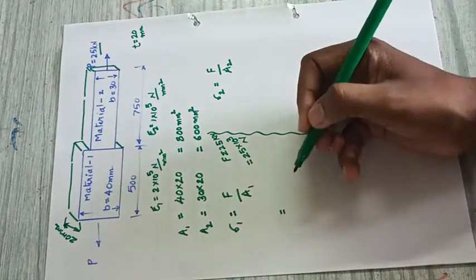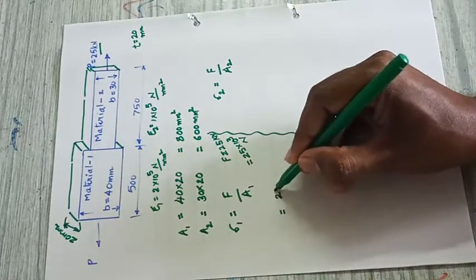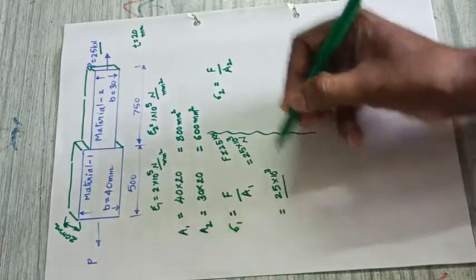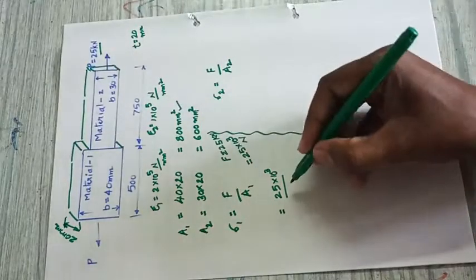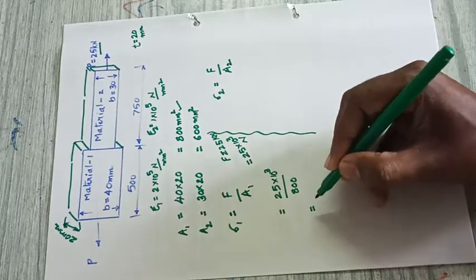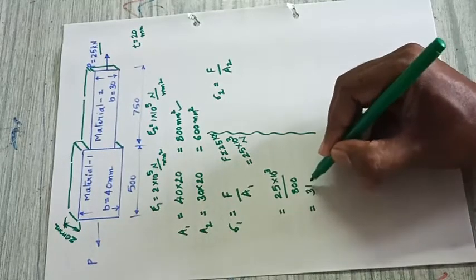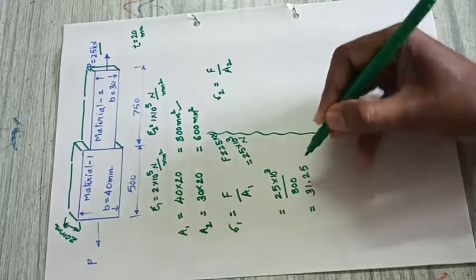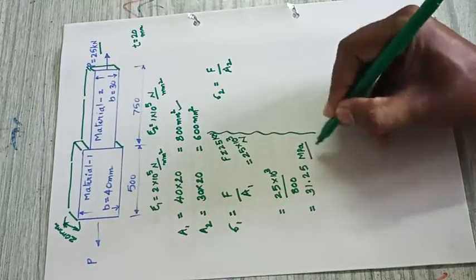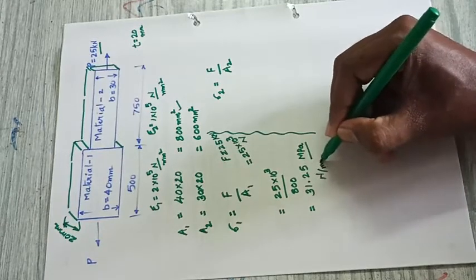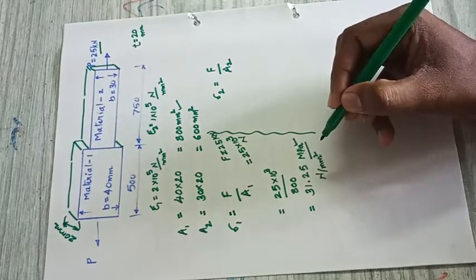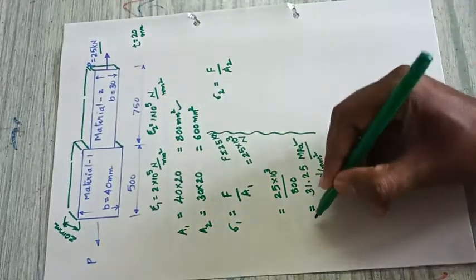Therefore sigma 1 is equal to, first I will substitute the force, 25 into 10 raised to 3 divided by the area 1, which is 800. Therefore the answer is 31.25 MPa. You know that 1 MPa is equal to 1 Newton per mm square. You can write it as MPa or as Newton per mm square. It's the stress, sigma 1.